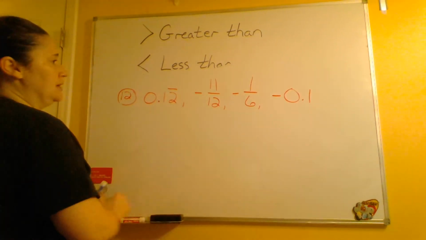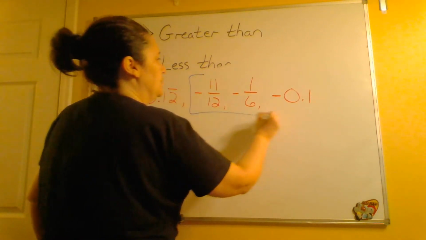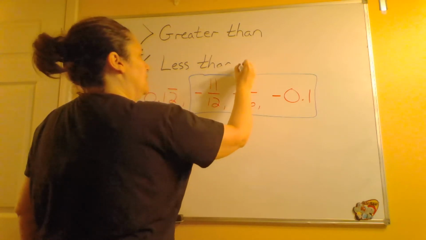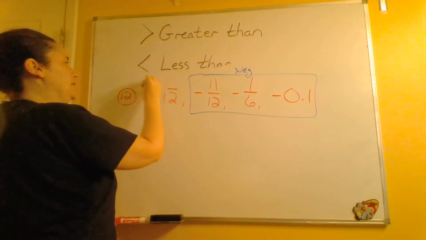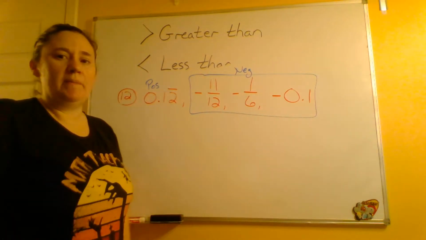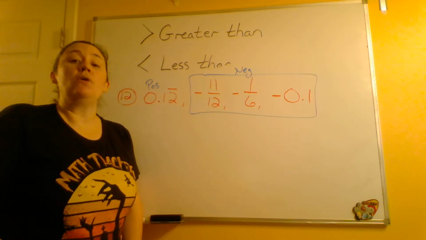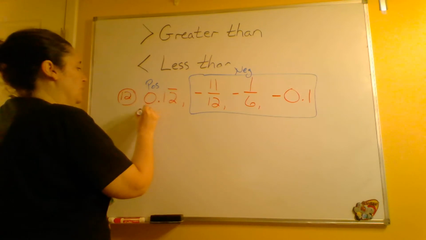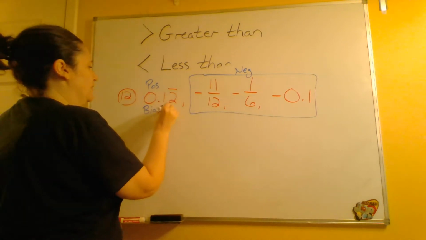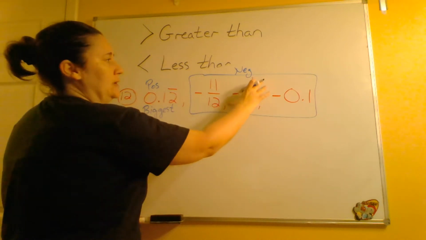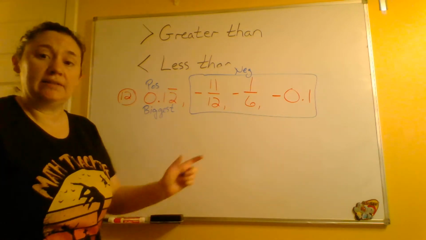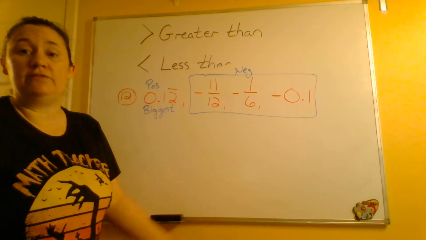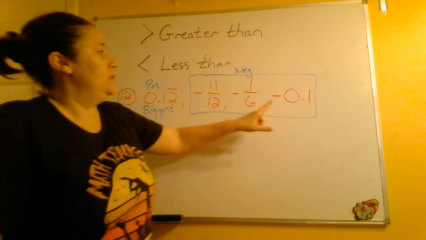One thing I notice is that these three are negative, and this one right here is positive. What do we know about positive numbers? They're always bigger than negative numbers. So this is going to be the biggest number on the list, definitely. So once we are done ordering these, we'll put that one on the list as the biggest because it's the only positive number. So let's order these three.